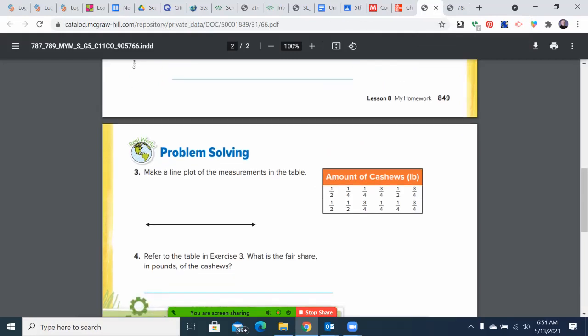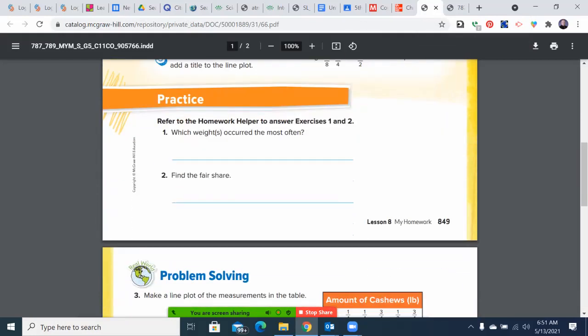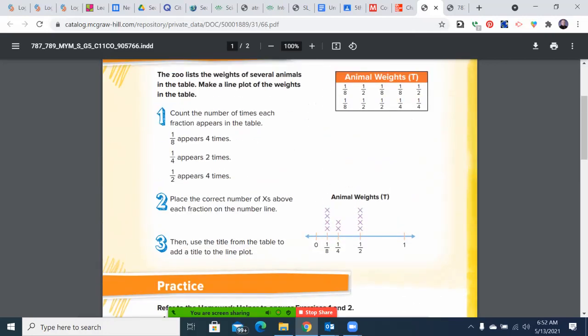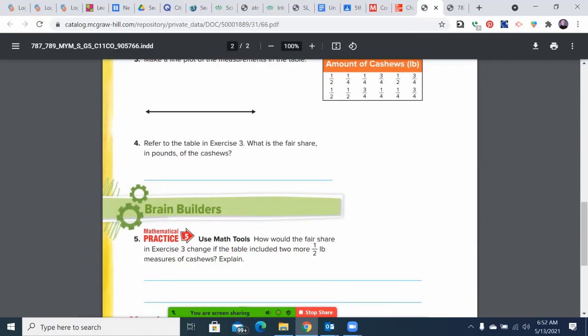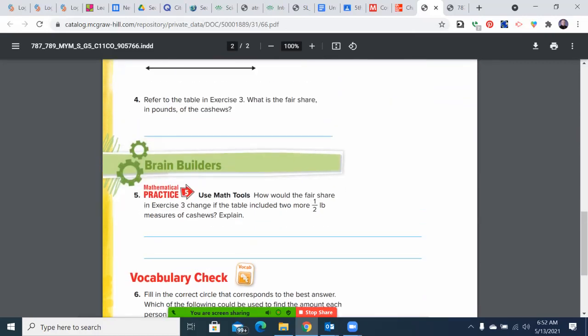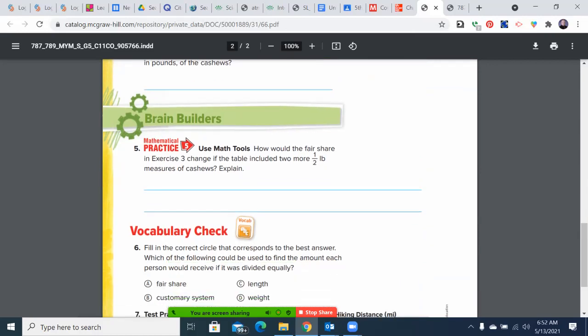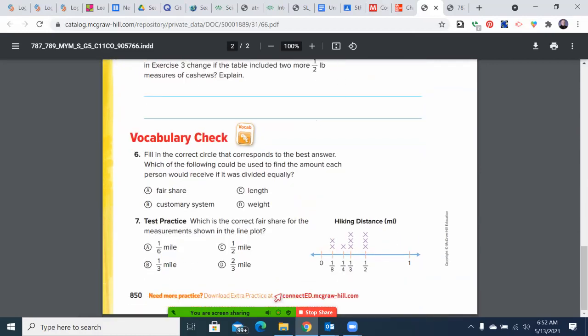All right, at this point, you're going to move into the assignment. If you get stuck, please reach out. There are also some good videos on Khan Academy, one of which was assigned recently in one of our other sections. So you can find that pretty simply. You're going to use the homework helper up here to do numbers 1 and 2. And make your own line plot on number 3 to find the fair share. Then number 5, you're going to explain your answer. 6 and 7 are multiple choice.